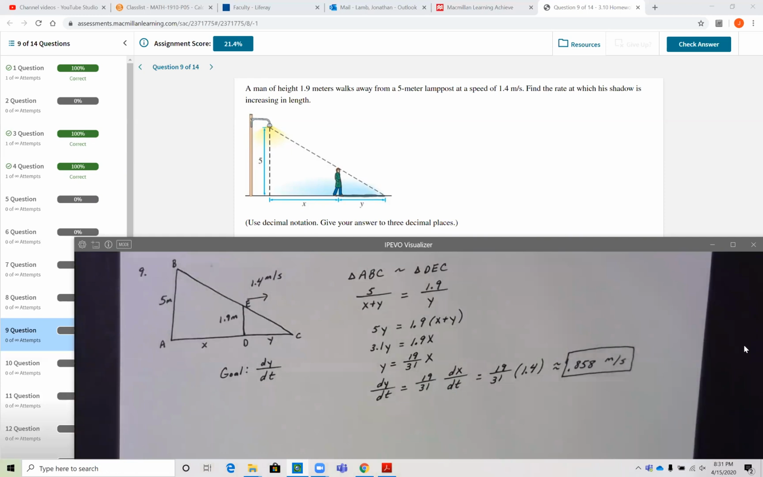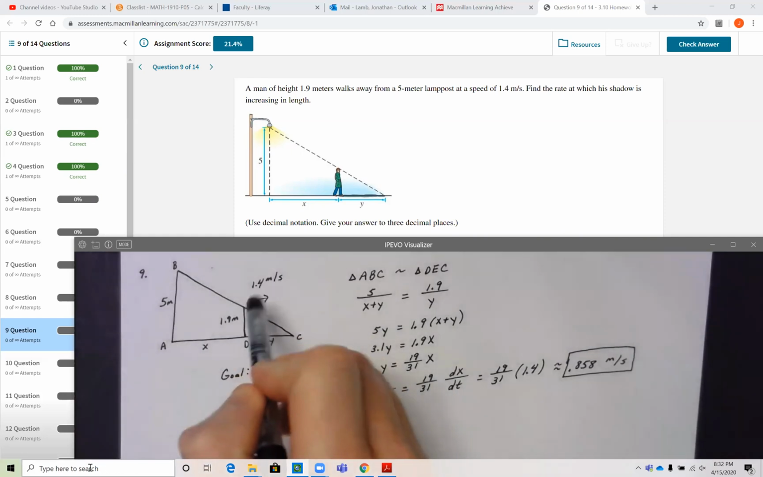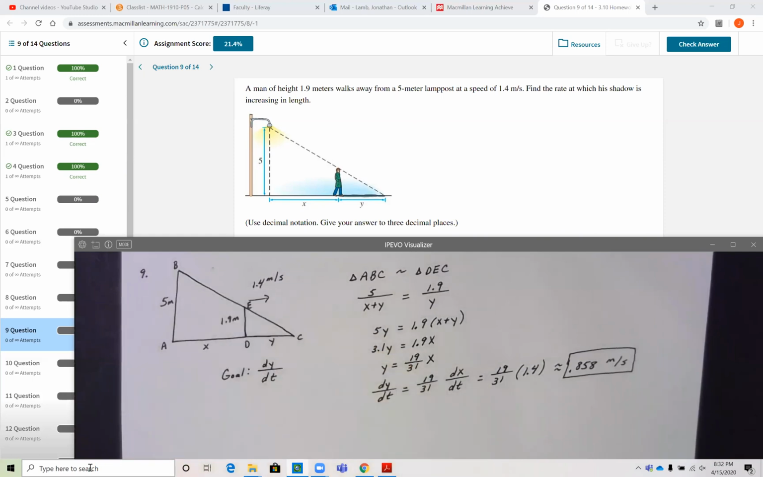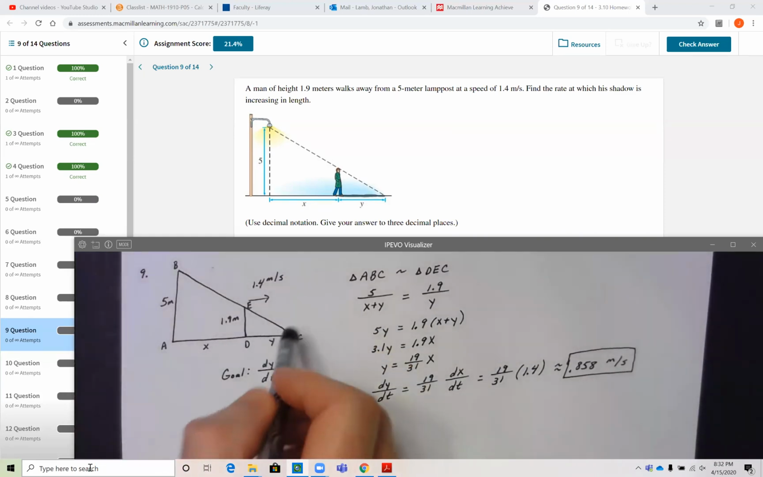So in this problem, you have a street post that's 5 meters high. You've got a guy that's 1.9 meters high that's walking away from it. And it says that he's walking away from it at a rate of 1.4 meters per second. So you see that's why I labeled this the guy walking away at a rate of 1.4 meters per second. Now you're asked for how fast the shadow is moving away from him. So the goal of this problem is dy/dt.